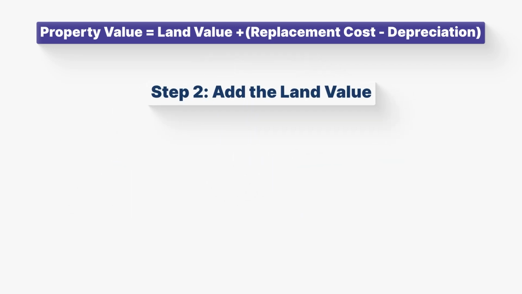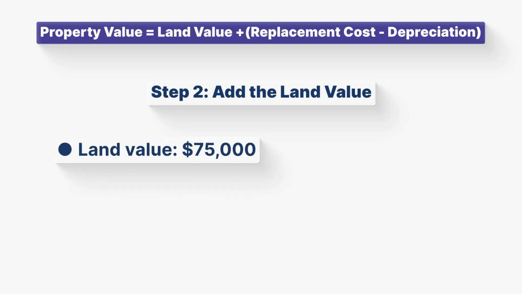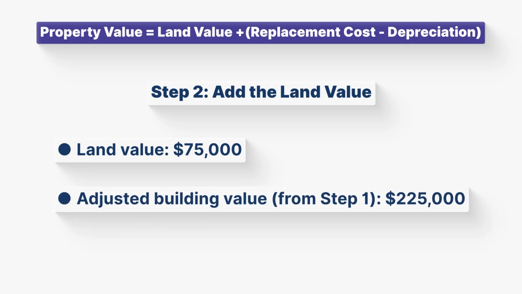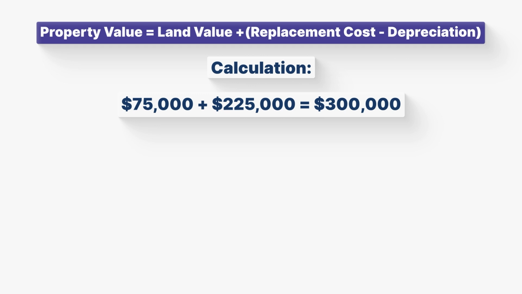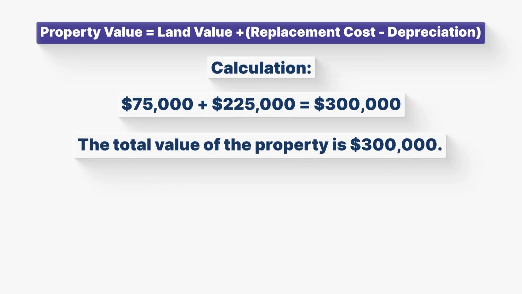Step 2. Add the land value. Land doesn't depreciate, so we simply add its full value to the adjusted building value to find the total property value. Land value, $75,000. Adjusted building value from step 1, $225,000. Calculation: $75,000 plus $225,000 equals $300,000. This gives us the total value of the property, which includes both the building and the land. So the total value of the property is $300,000. The correct answer is A.